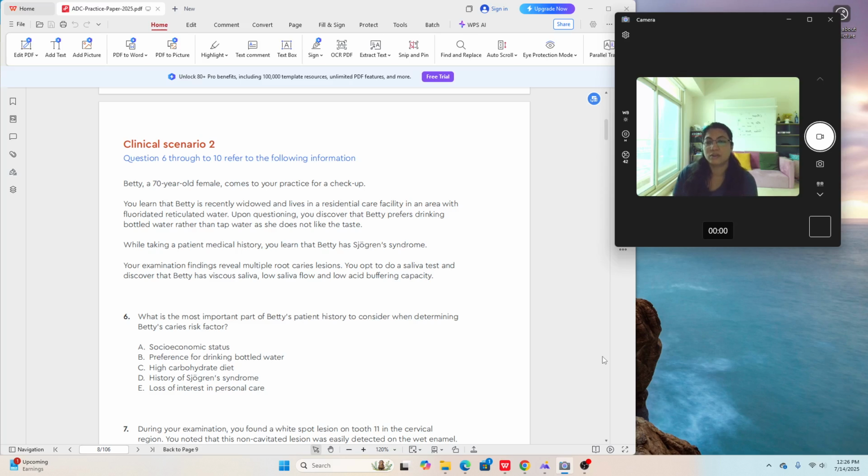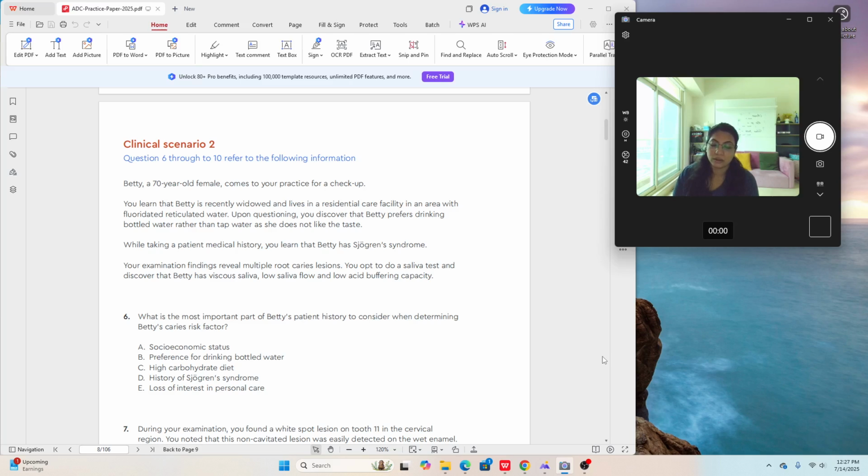You learn that Betty is recently widowed and lives in a residential care facility in an area with fluoridated reticulated water. What do you mean by the term reticulated? It means there is an appropriate adjustment of fluoride in the water to suit the residents, so that the appropriate amount is there, not extra, not less. That means reticulated. Very important keyword here, it means that there is fluoride in water. Upon questioning, you discover that even though there is a reticulated fluoride water supply, Betty still prefers drinking bottled water rather than tap water, as she does not like the taste.